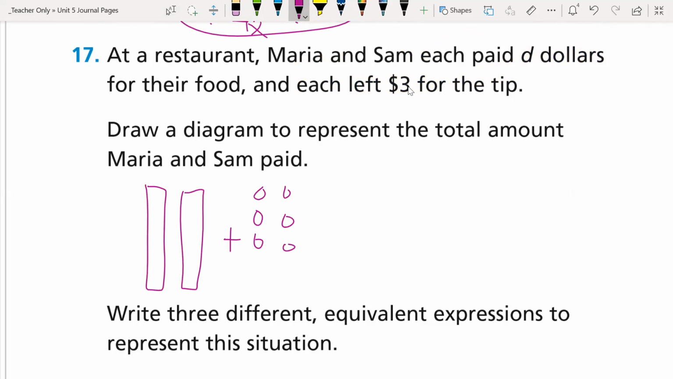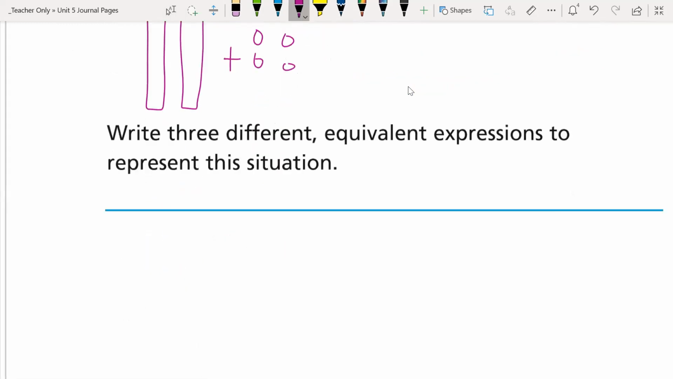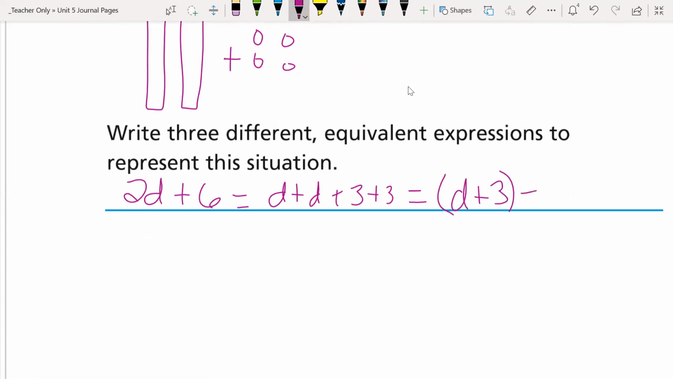So write 3 different equivalent expressions. We could do 2D plus 6. We could do D plus D plus 3 plus 3. Right? 2 for Sam, 2 for Maria. We could also do Sam paid $D plus 3 and Maria paid D plus 3, right? That'll work.